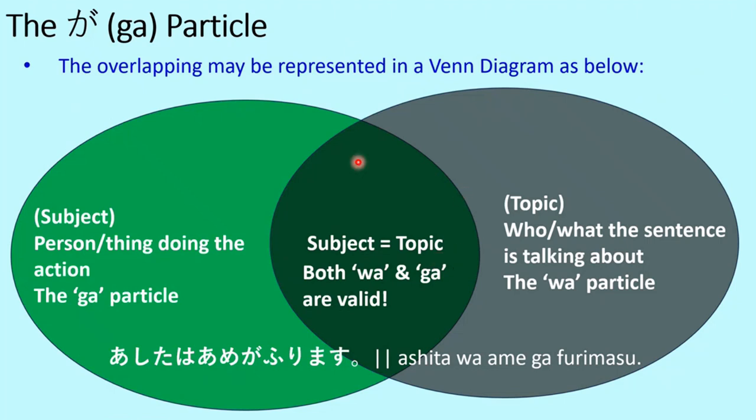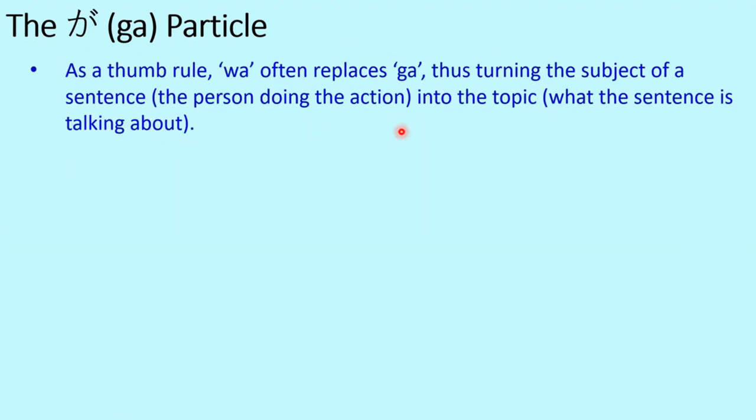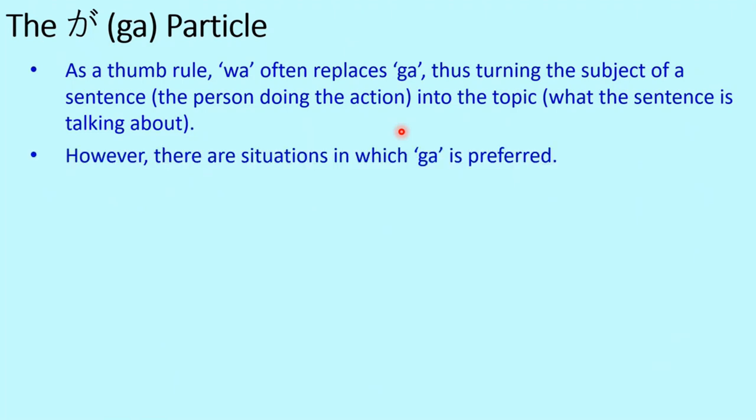So this is the interpretation or the summary of what we have learned so far about wa and ga. Hope this is clear. As a thumb rule, wa often replaces ga, thus turning the subject of a sentence, that is the person doing the action, into the topic, that is what the sentence is talking about.